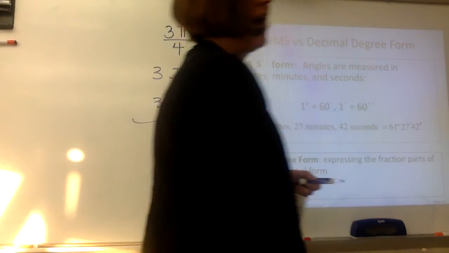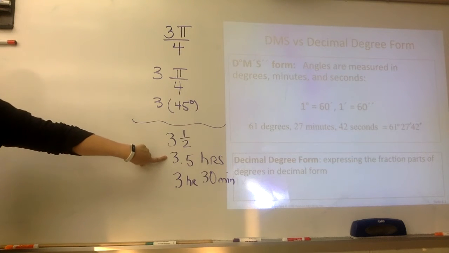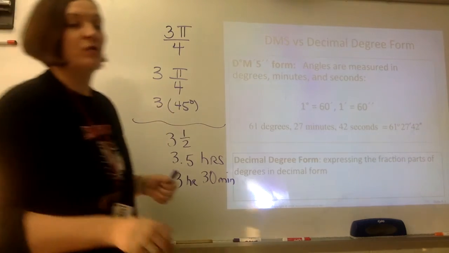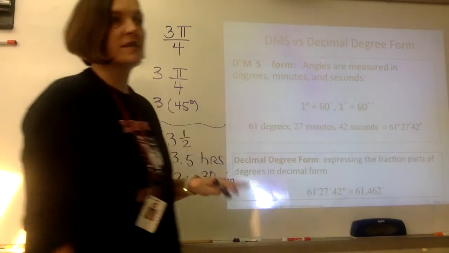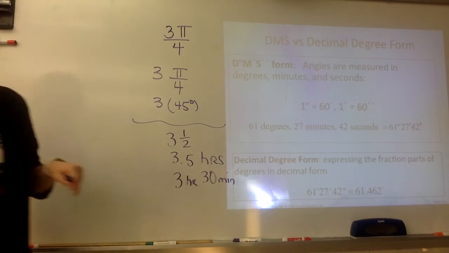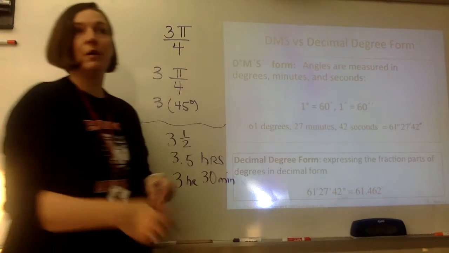So then we have decimal degree form. Decimal degree form is like 3.5 hours. We can take this 61, 27, 42 and convert it. Notice that those numbers have nothing to do with the decimal. What I'm saying is there's no 27.42 that this becomes after that. You have to convert it.